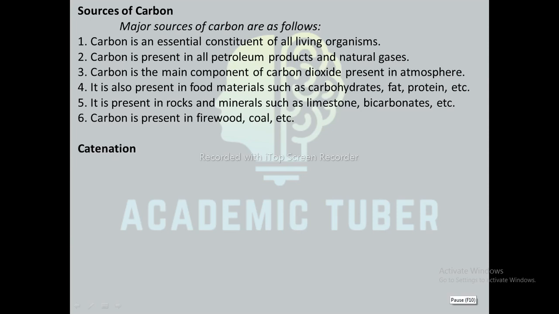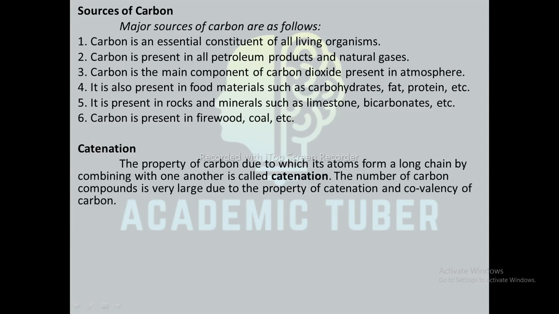Now we are going to discuss the catenation property of carbon. When many atoms of one kind combine together to give a long chain, it is called the catenation property. This catenation property is shown by carbon as well. The property of carbon due to which its atom forms a long chain by combining with another atom is called catenation, and the number of carbon compounds is very large due to the property of catenation and covalency of carbon. The number of electron pairs which an atom shares to acquire a stable condition is called covalency.